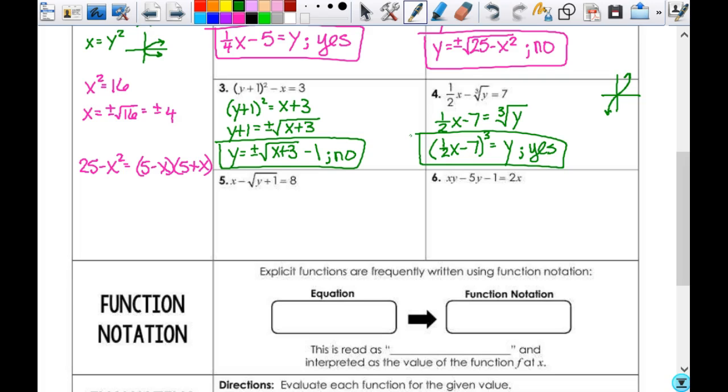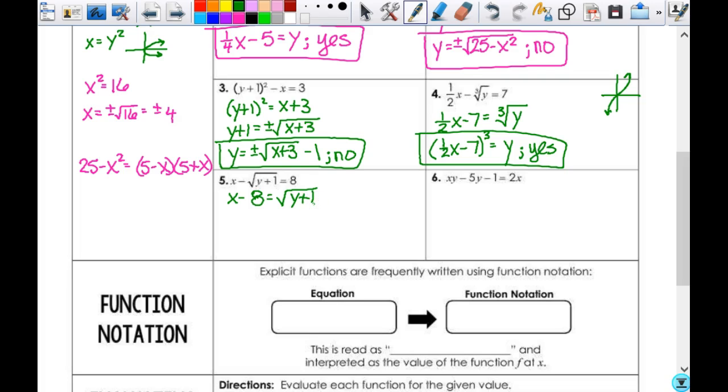All right, so number 5. When you look at that, does it just jump out at you what the graph might look like? Okay, maybe, maybe not, right? Depending on how far you think into what's happening here. But let's solve for y. So I'm going to take this term that has the y in it. Since it's negative, I'll just move it over so I don't have to worry about signs, and I'll move the 8 over. So x minus 8 equals the square root of y plus 1.